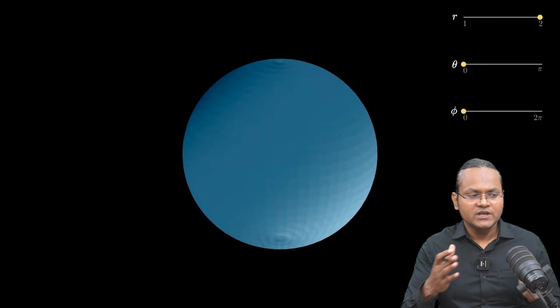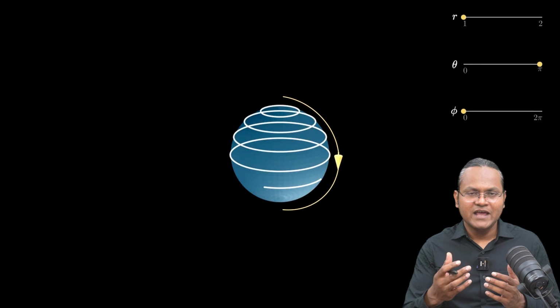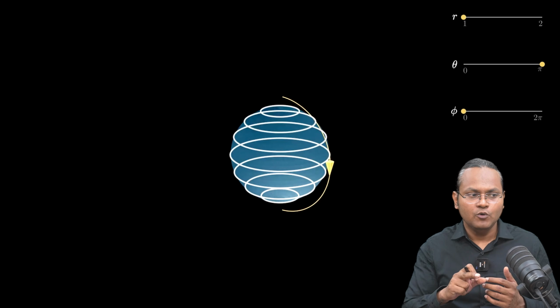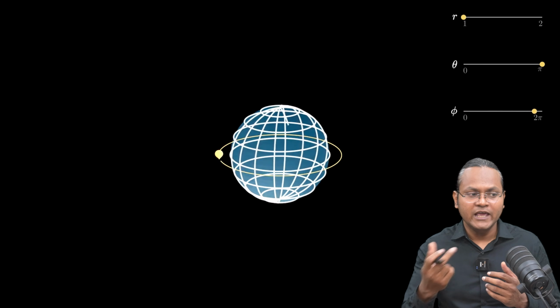The radial solution gives us variation with respect to radius. The angular solution gives us variation as we go from the north to the south pole, and the azimuthal solution gives us the variation as we walk along the equator.